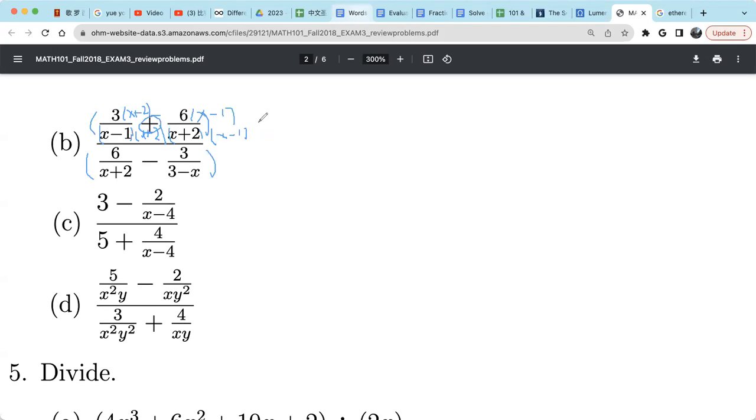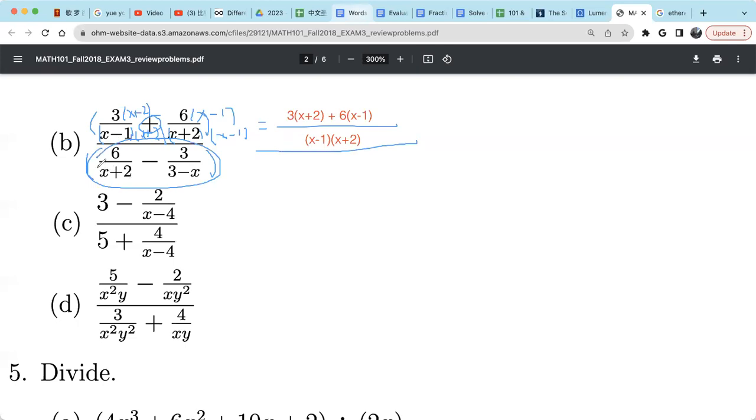So what do we get? I'm going to write on this side. So the numerator, we have 3 times x plus 2 plus, because the operation is plus, 6 times x minus 1. That's in the numerator. And denominator, we have a common denominator now, just x minus 1 times x plus 2. That's our numerator.